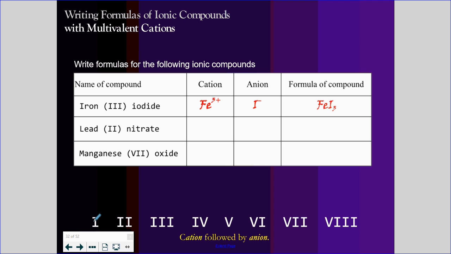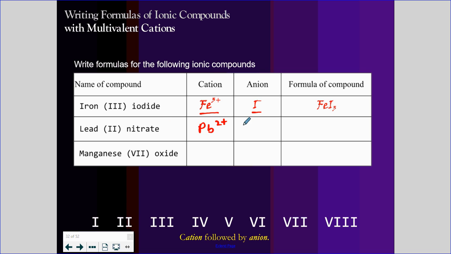So let's do a couple of examples. The first one's done for us here, iron(III) iodide. Here's iron 3+, and then iodide we know from group 17. We would need 3 iodides to satisfy iron, so FeI3.